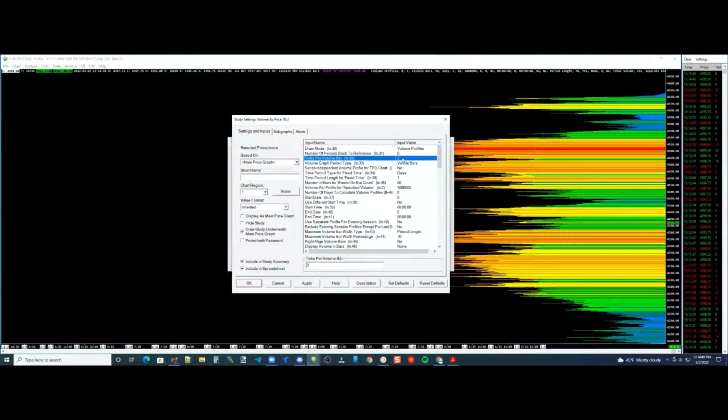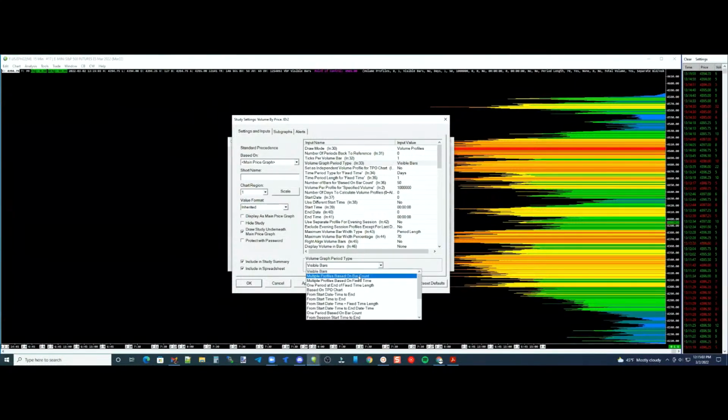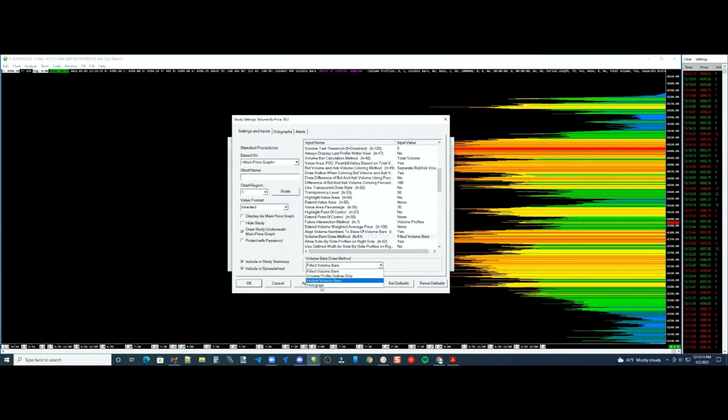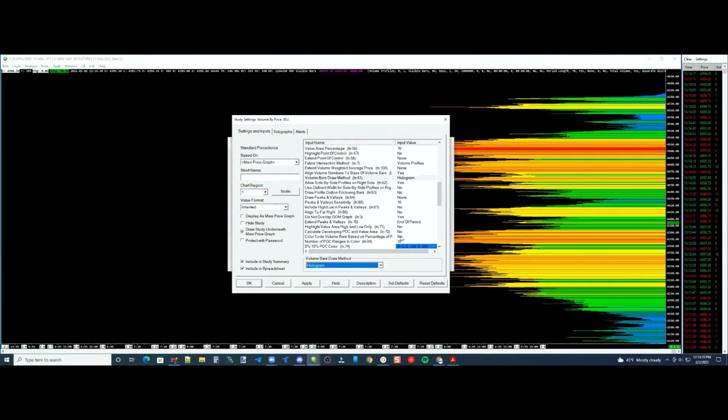Same thing. We're going to make this 1 tick by 1 tick increments. And because we're going to do it based on the actual sessions, we need to change this over to, I think it's multiple profiles based on fixed time. And then once again, a couple other things I'm going to do. I'm going to change this to hologram, okay, because it kind of cleans it up a little bit for me. And then once again, I'm going to change it to a heat map type profile.